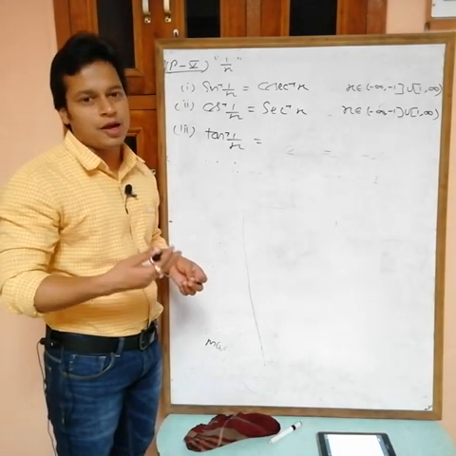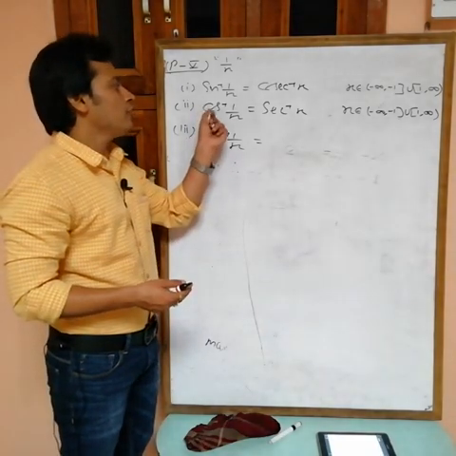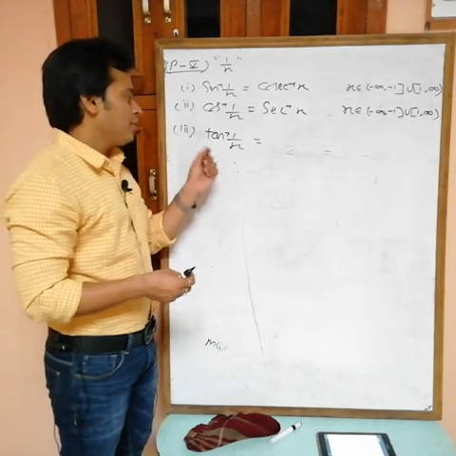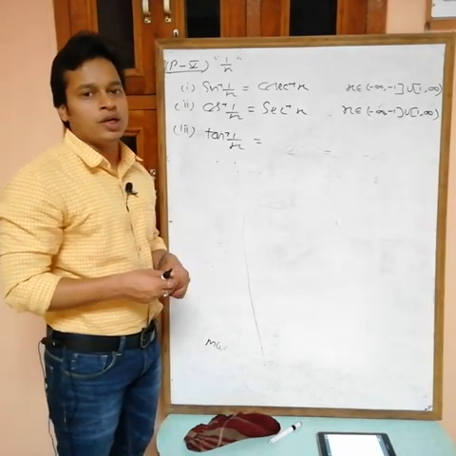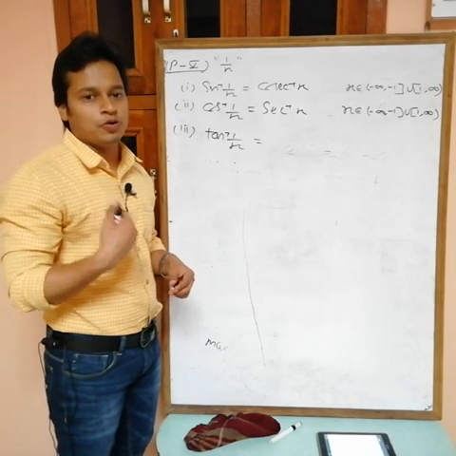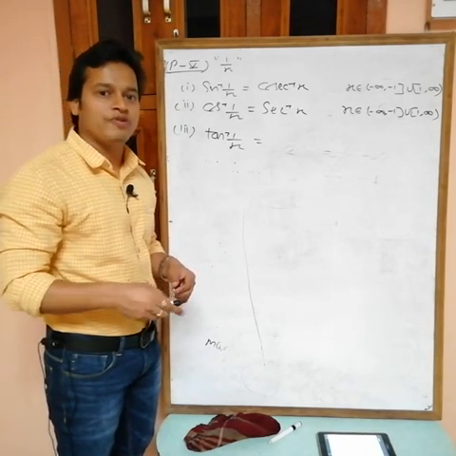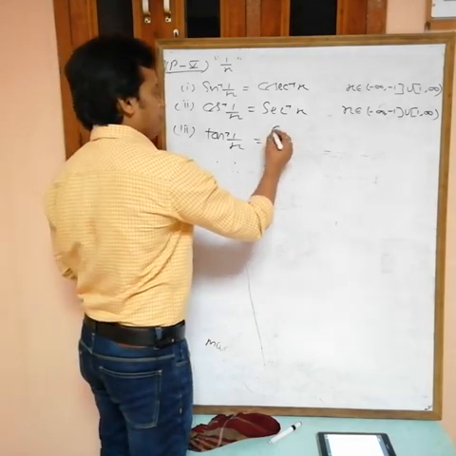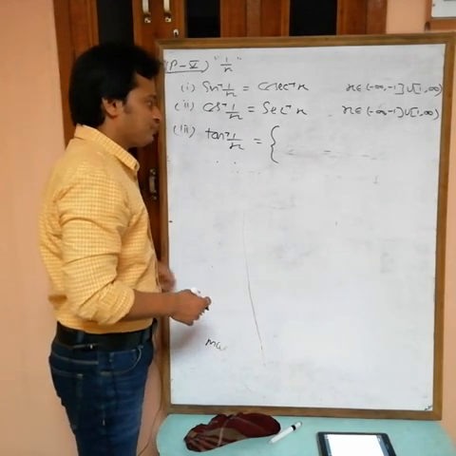Minus pi by 2 to plus pi by 2. Range of cos inverse and sec inverse both are same, 0 to pi. But range of tan inverse and cot inverse is not same. Range of tan inverse is minus pi by 2 to plus pi by 2, and range of cot inverse is 0 to pi. Okay, so see, for this one we have two formulas.